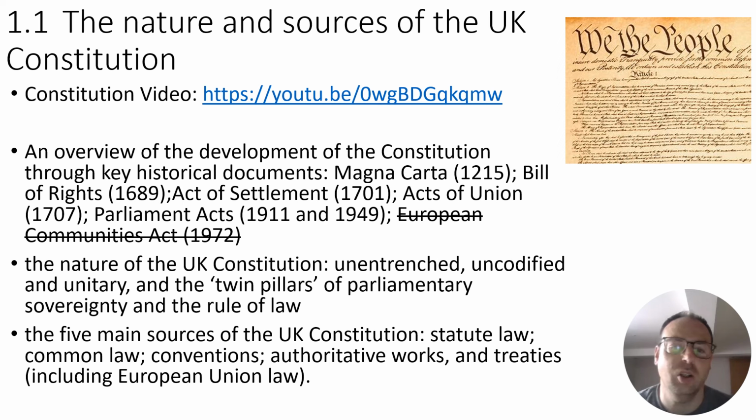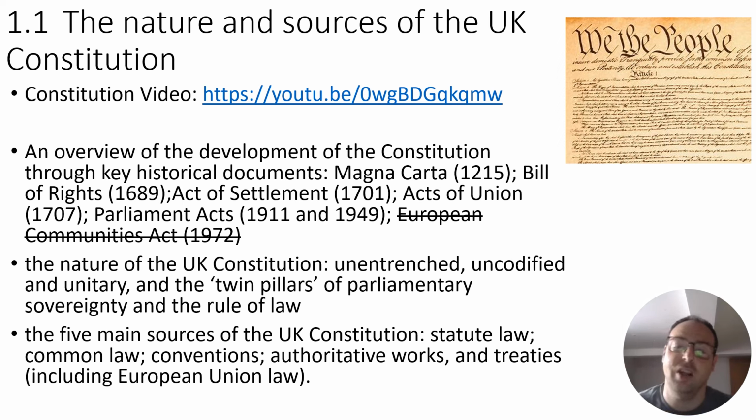So let's have a look at some of the key bits. 1.1 was not on last year's advanced information: the nature and sources of the UK Constitution. In this it talks about an overview of the development of the Constitution through key historical documents: Magna Carta, Bill of Rights, Act of Settlement, Act of Union, Parliament Acts of 1911 and 1949.